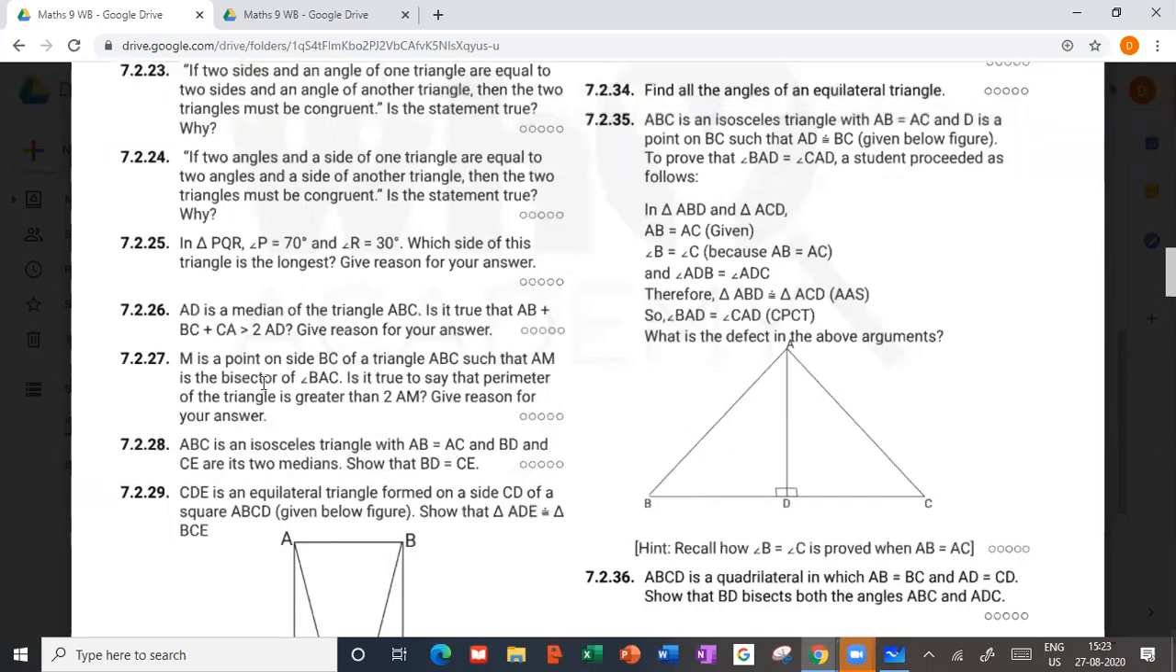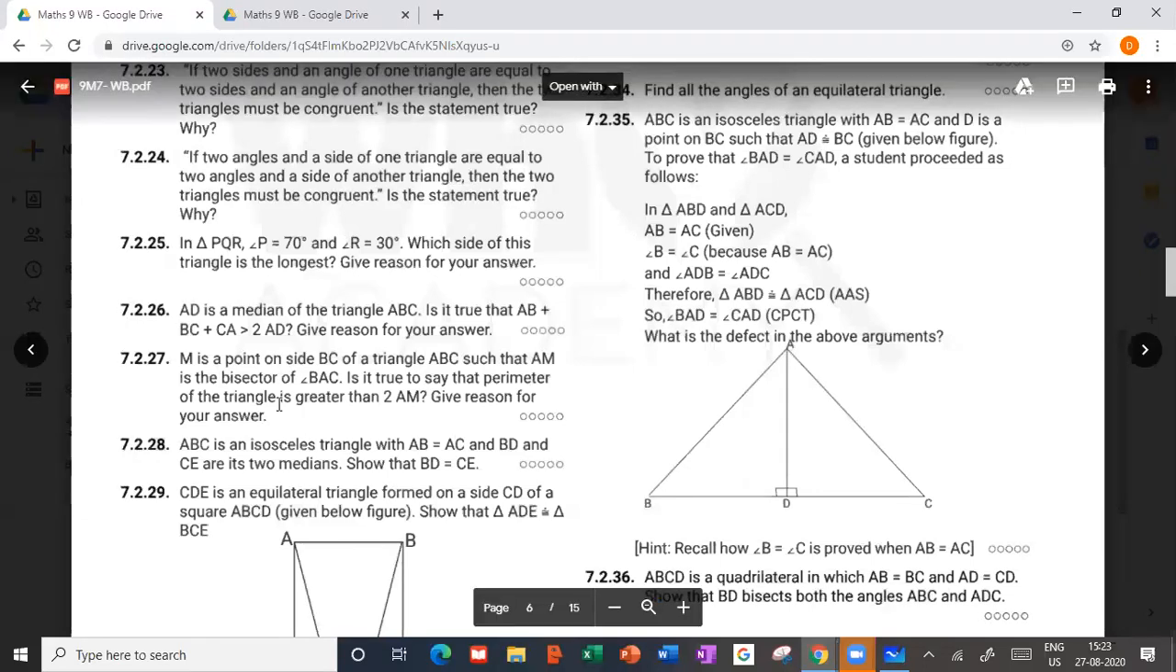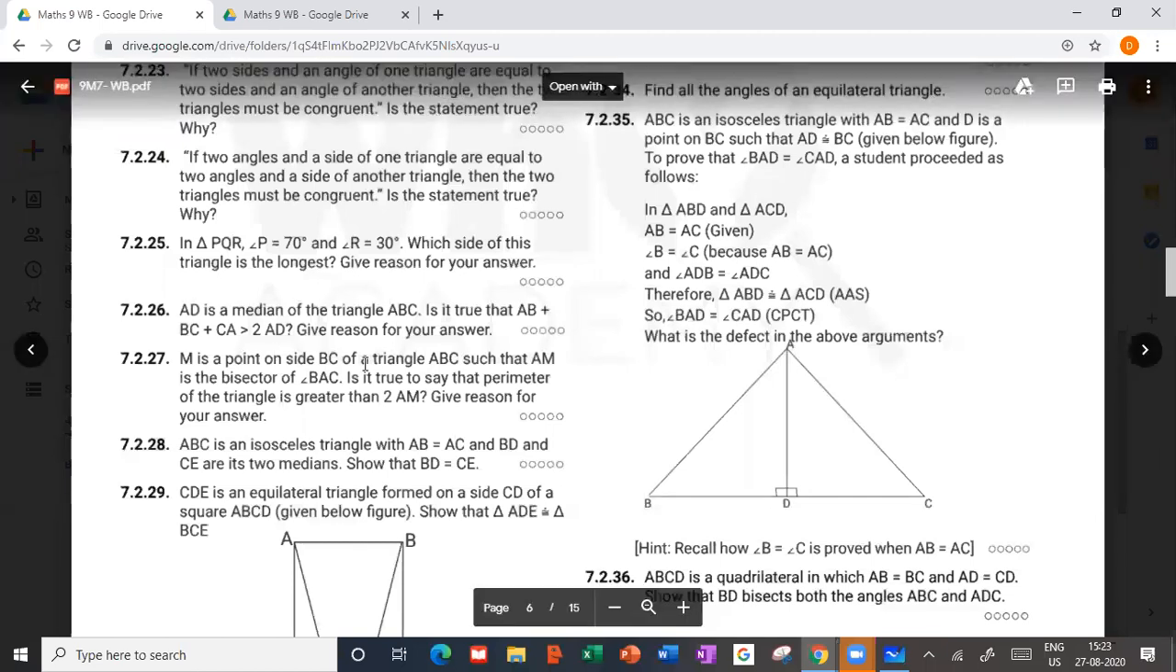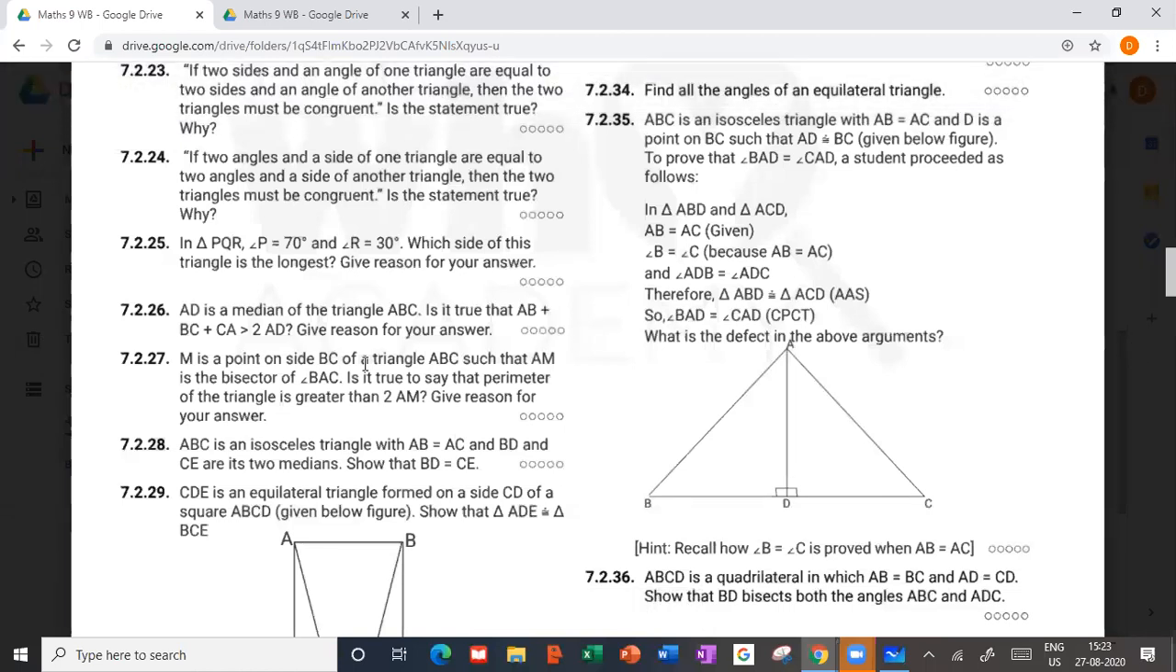Okay, try doing 27 and 28 on your own. I'll just quickly visit the other room and come, and I will do 26 after that. So question 27 and 28, try doing it on your own. Okay.